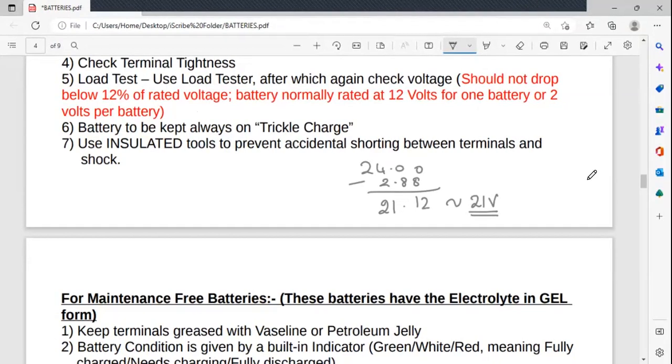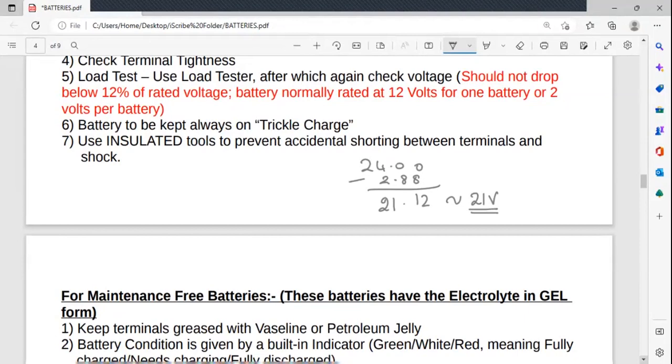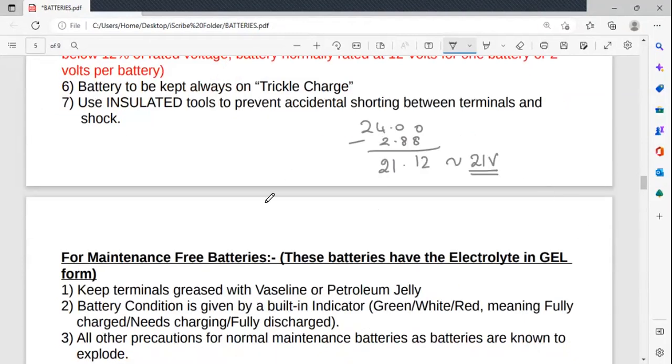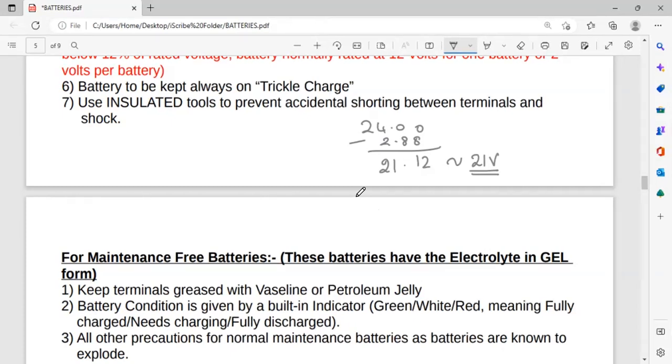Right. These were the maintenance points. Points 6 and 7: the battery should always be kept on trickle charge. We will be seeing the charging circuit. Why trickle charge? Because your batteries are continuously being topped up. You can have trickle charge, booster charge, and float charge. We will see these three charges when we are doing the battery charging circuit.